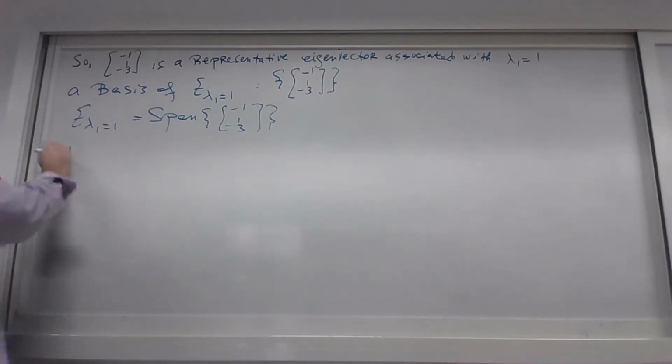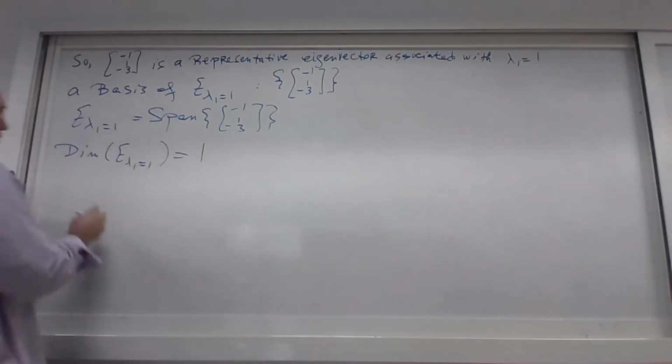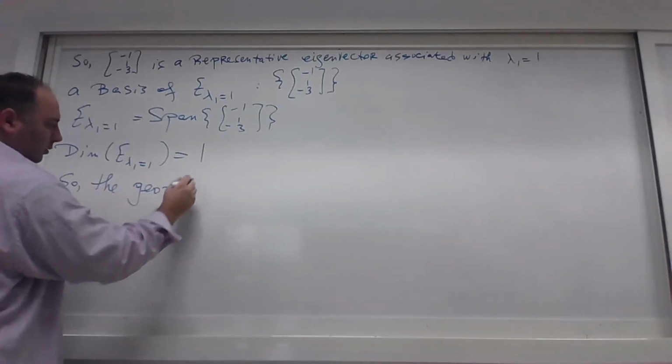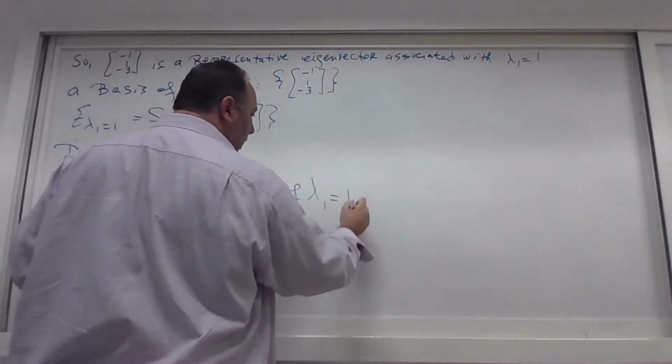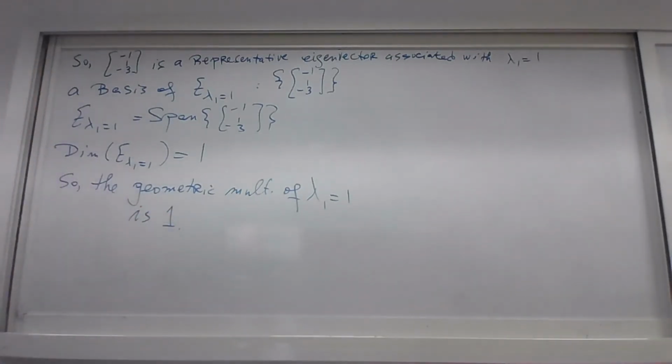So the dimension of this space is obviously 1, we knew that from day 1. So the geometric multiplicity of the eigenvalue 1 is 1 also. So that's fine. All that is known. Now it's fine, we have our eigenvector associated with the eigenvalue. All good, all nice. So now we need to go and find the eigenvector or eigenvectors associated with the other eigenvalue. So let's clean the board.